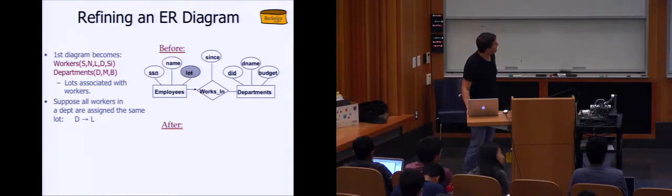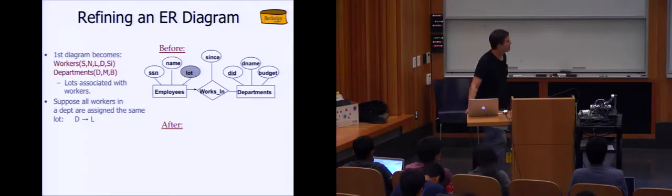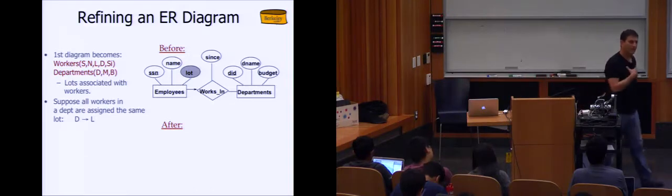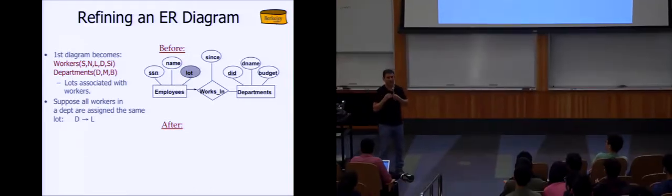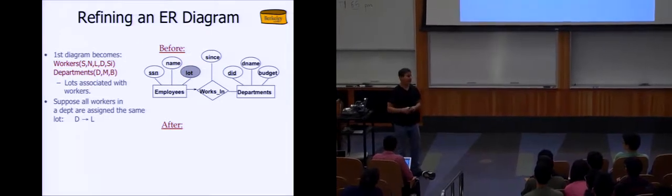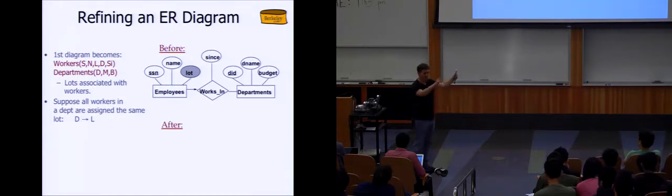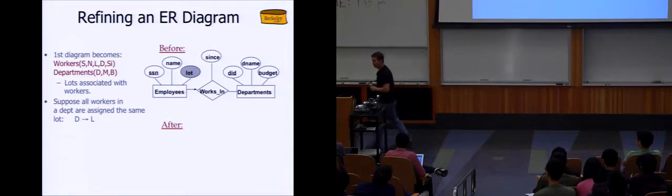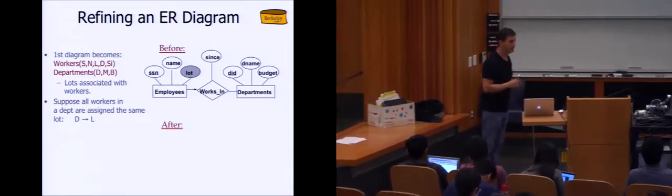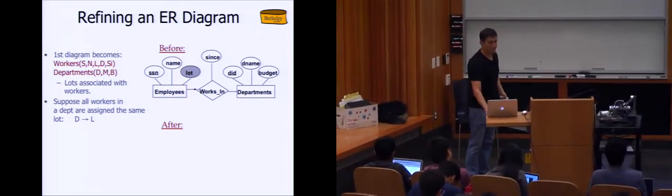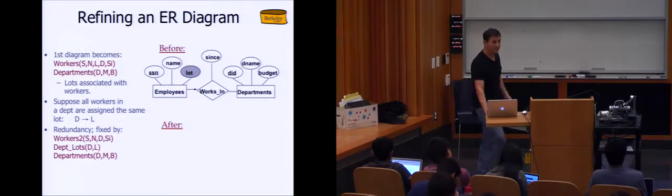Yeah, well, we said that department determines lot, right? So suppose you have two employees in the same department. Like, Professor Franklin and I are both in computer science. So by this rule, we would both park in the same parking lot. And so we'd have two rows in the workers table, one for Franklin, one for Hellerstein. Both of them would say CS in the department and lot 4 in the lot field. That's the redundancy. So what we'd want to do is pull out the association between CS and lot 4 and put it in a separate table. So that table is called depth lots.